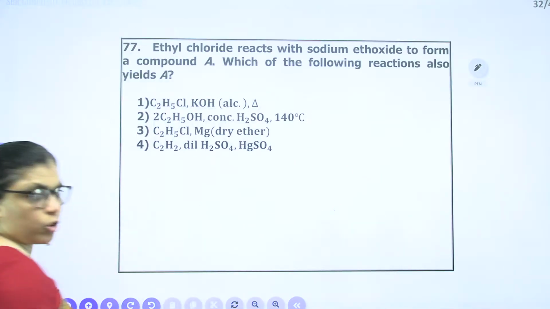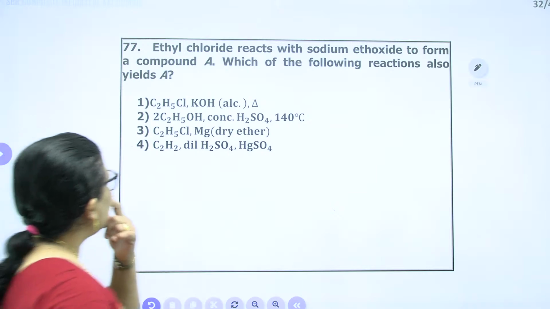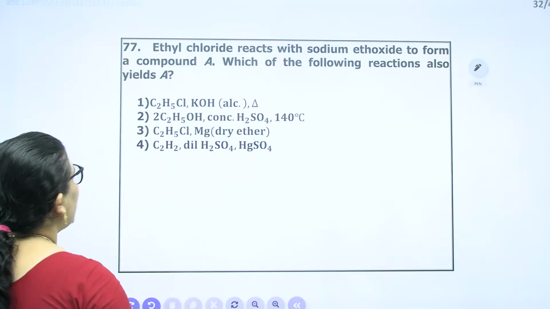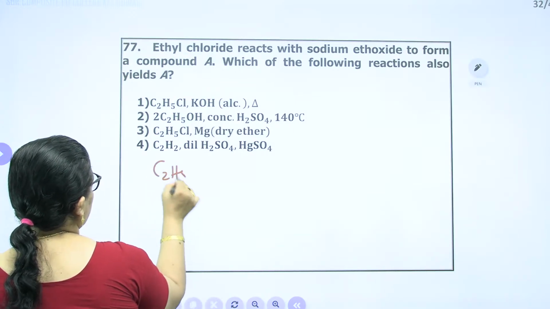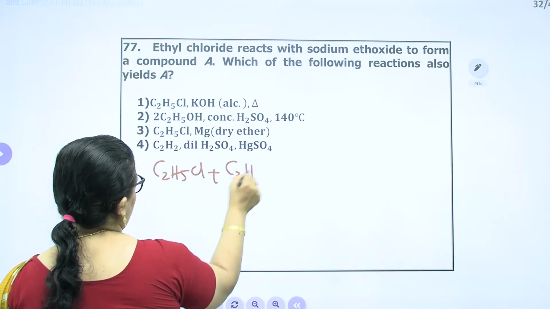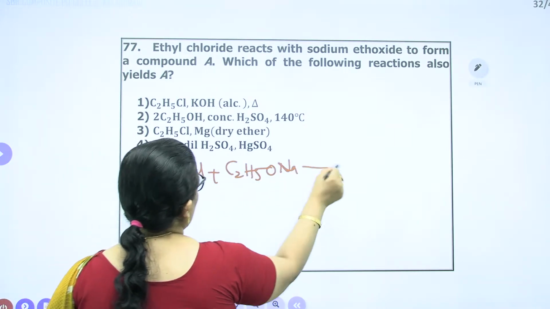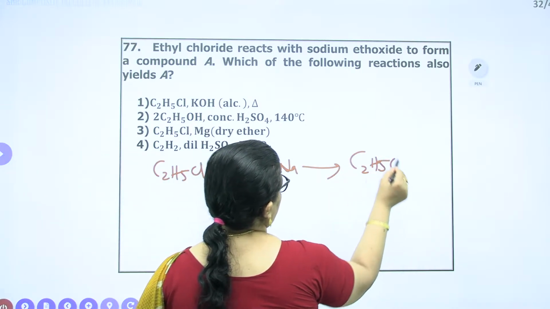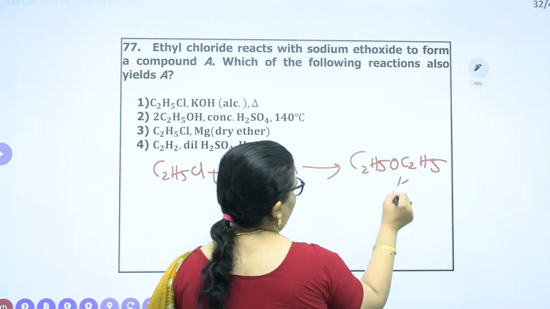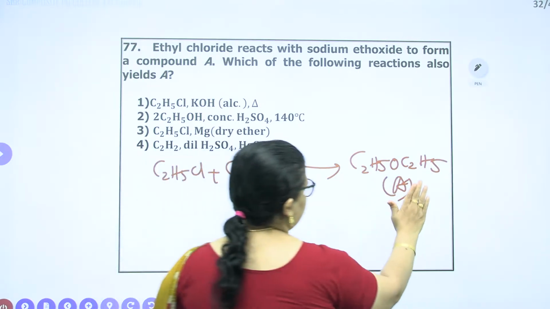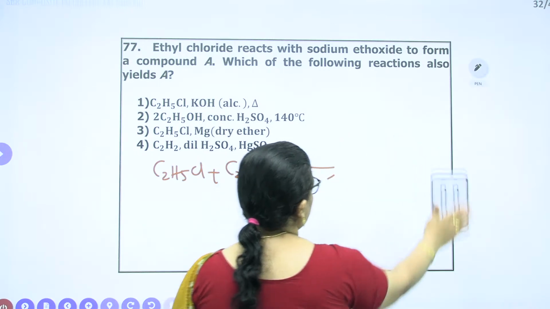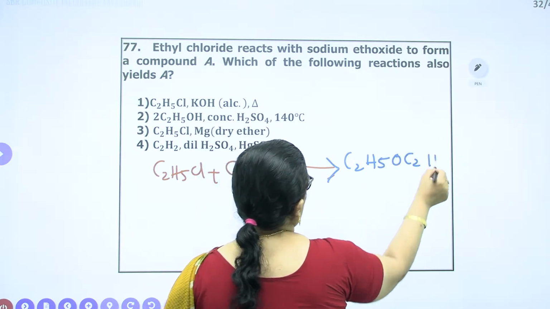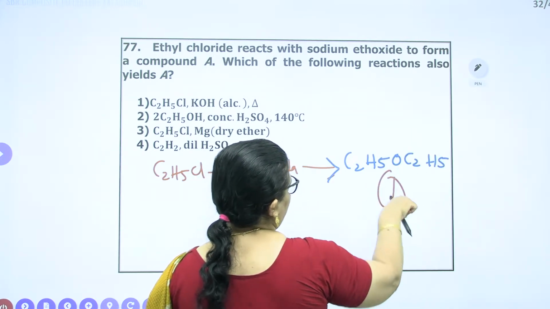Question number 77. Ethyl chloride reacts with sodium ethoxide to form a compound. Ethyl chloride with sodium ethoxide will produce what? Ether. Compound A is ether.